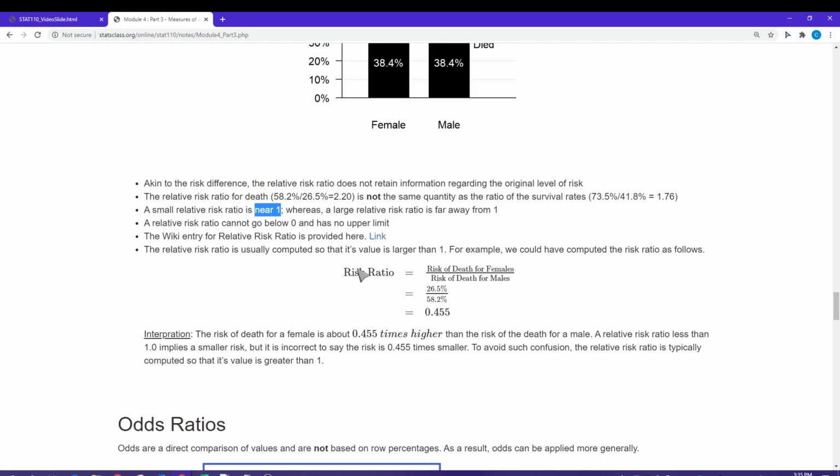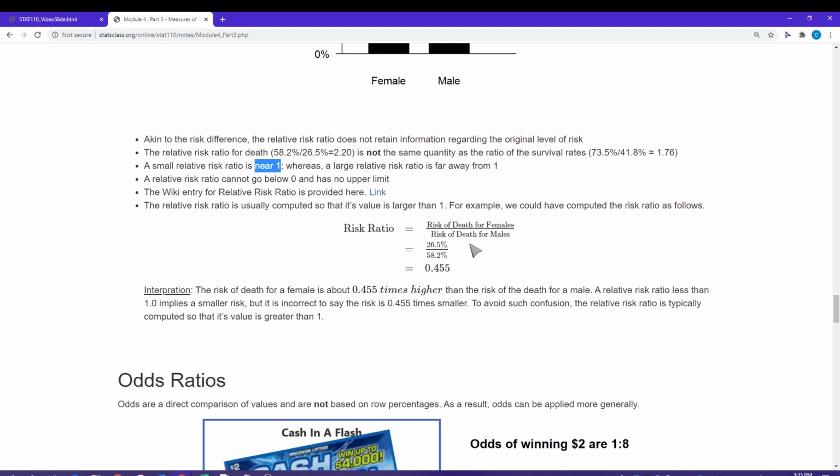Sometimes the risk ratio is actually converted backwards, or the inverse. So if I would have computed the risk ratio of females to males, then I would just turn around what I put in the numerator and denominator, and I'd end up with a value of 0.455. Now the 0.455 actually means that the risk is lower for females because it's less than 1. The interpretation, though, would have to be the risk of death for females is about 0.455 times higher than the risk of death for males. Now that gets a little bit confusing because it's actually lower.